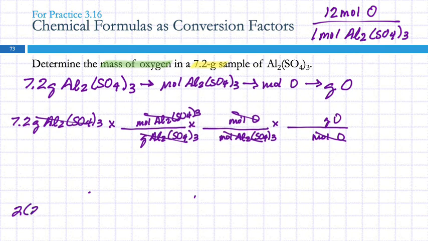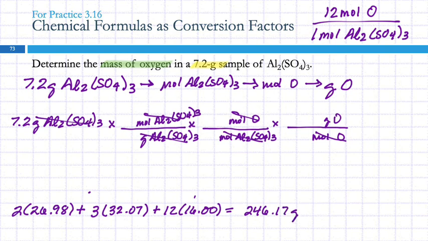So 2 times the mass of aluminum. And how many sulfurs are there? There's 3, right? Because there's SO4 and there's 3 of those. So 3 sulfurs, whoops. And 12 oxygens. That comes to 342.15. One mole of aluminum sulfate, 342.15 grams.